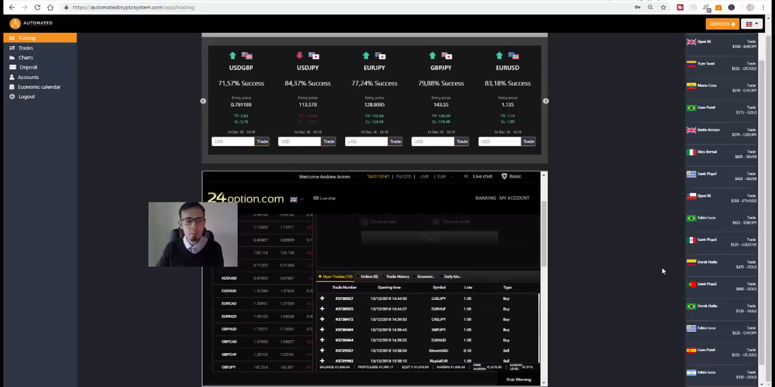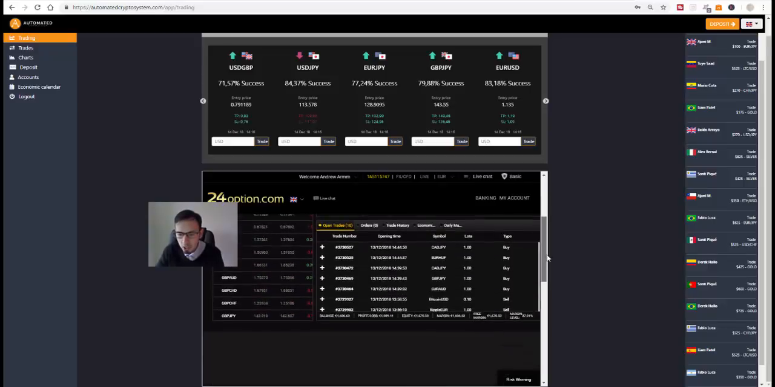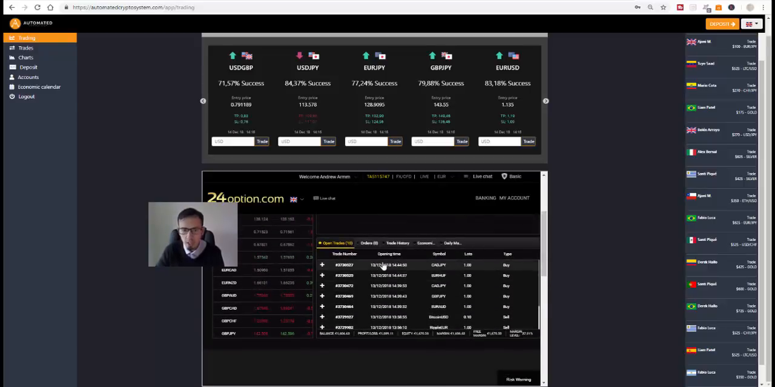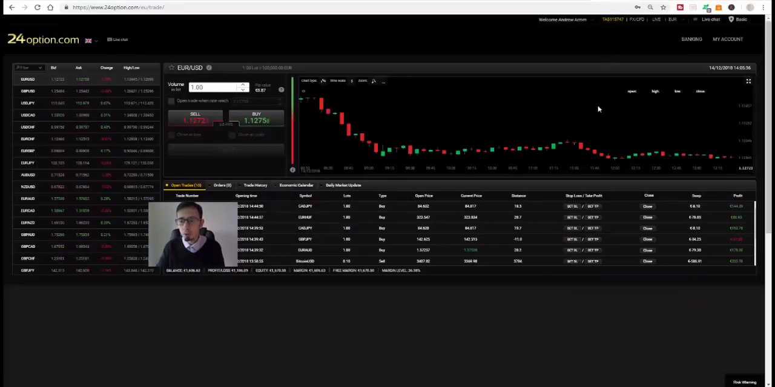So this is the 24 options dashboard of the Automated Crypto System. As you can see, for these trades we can't see the actual profit and loss, because they are still running within the platform. Probably due to regulations or something, they're not able to show the profit and loss for that trade on a dashboard. However, it's possible to see it from your broker's platform. So let's take a look at these trades.